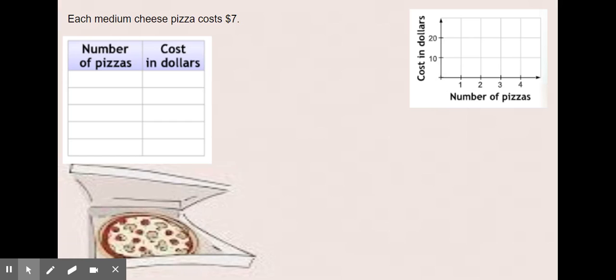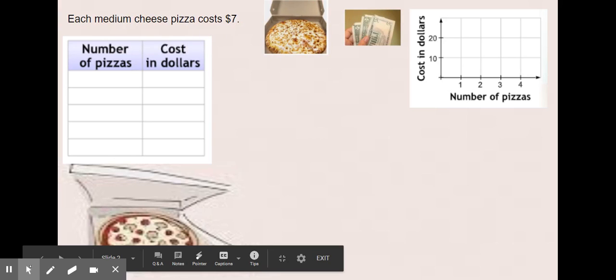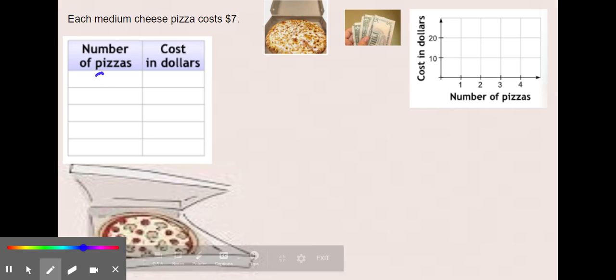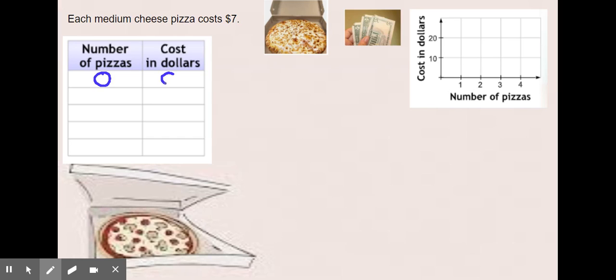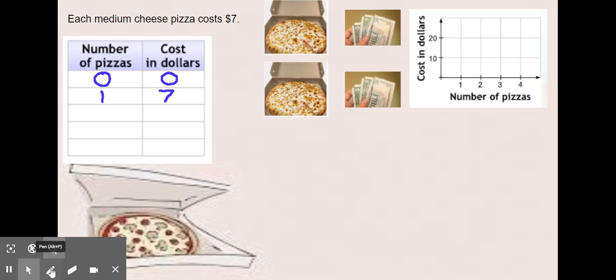So here's our situation. You are ordering pizza, and each medium pizza costs $7. So if you purchase one pizza, you pay $7. I'm going to go ahead and fill that information in. First, 0 pizzas don't cost us any money. So one pizza is going to cost us $7. So then if we buy a second pizza, 2 pizzas are going to be $7 plus $7. 2 pizzas will be $14.